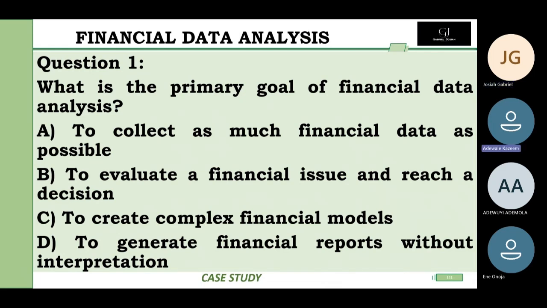B, to evaluate the financial issue. B, okay. AA, what's your pick? B. Okay, B. EO, what's your pick? B too. Okay, EO is picking B. Okay, that was fast. That's good.